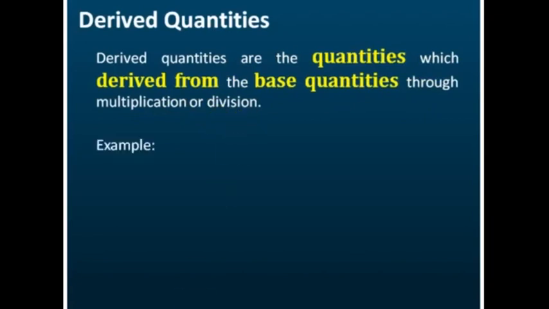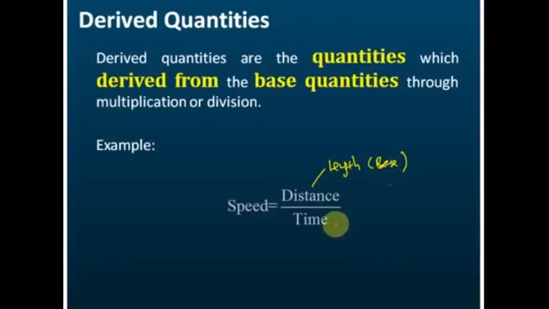Now let's see this example. In PMR, you should have learned that speed is equal to distance over time. So, is distance a base quantity or a derived quantity? So what do you think? Yes, it's a base quantity, okay? Because distance actually is a measure of length, and length is a base quantity. Then how about time? Is time a base quantity or a derived quantity? Yes, that's correct. It's a base quantity as well.